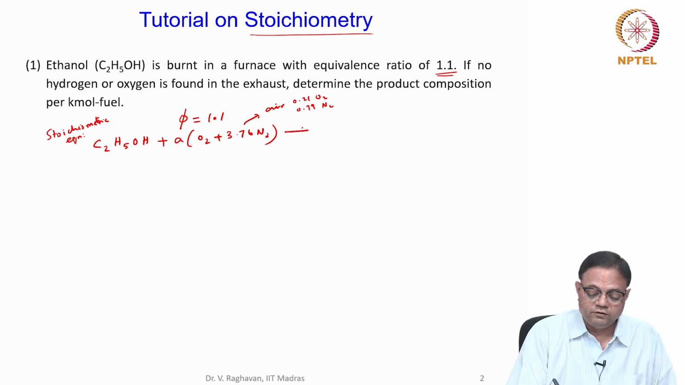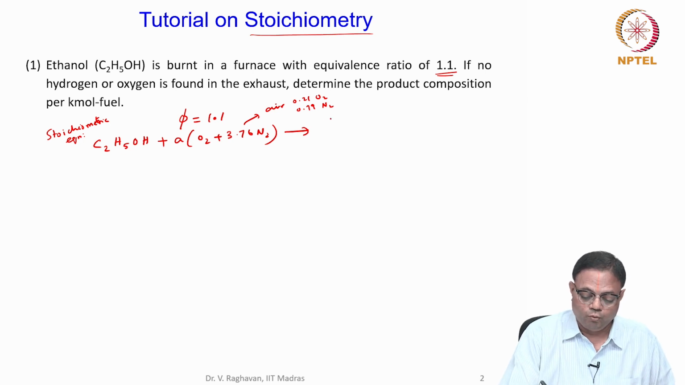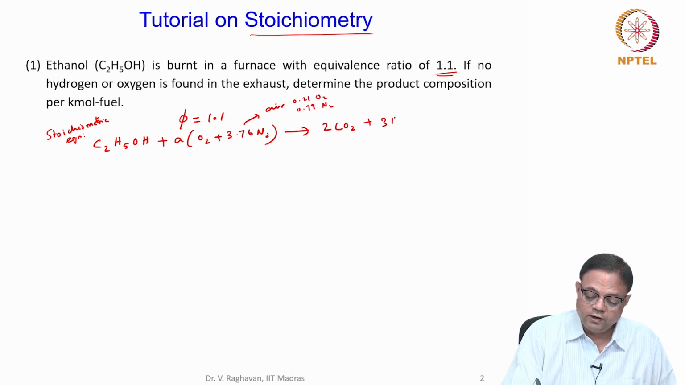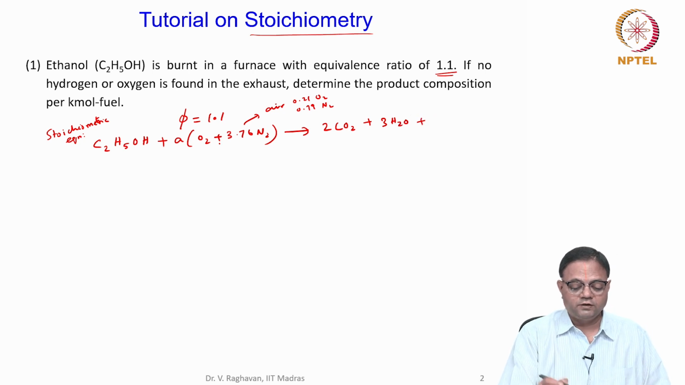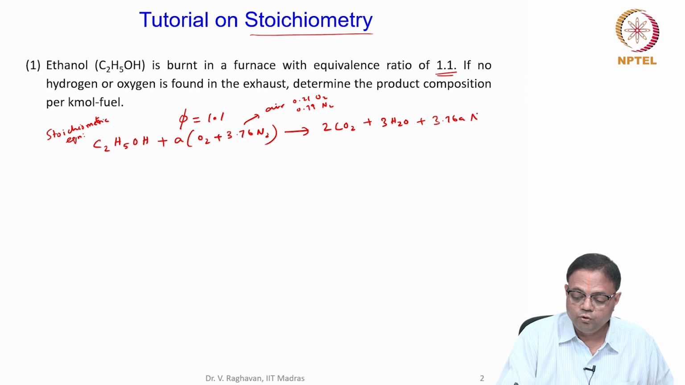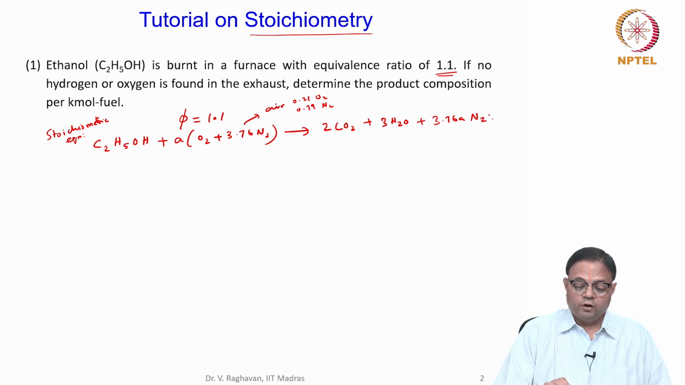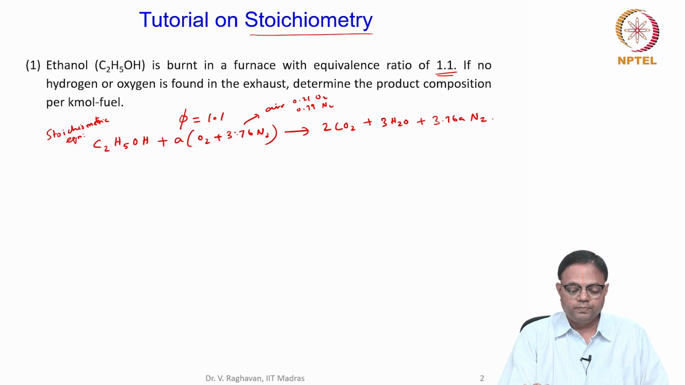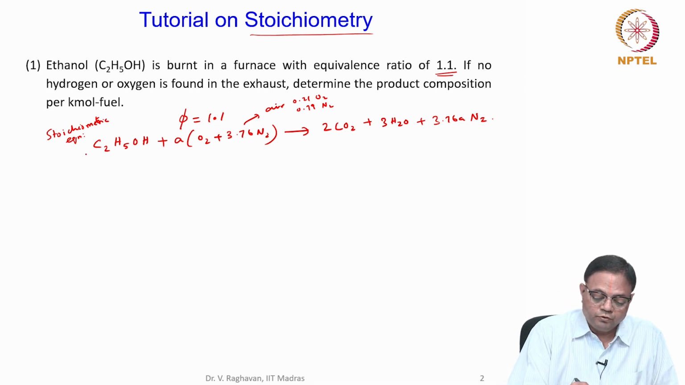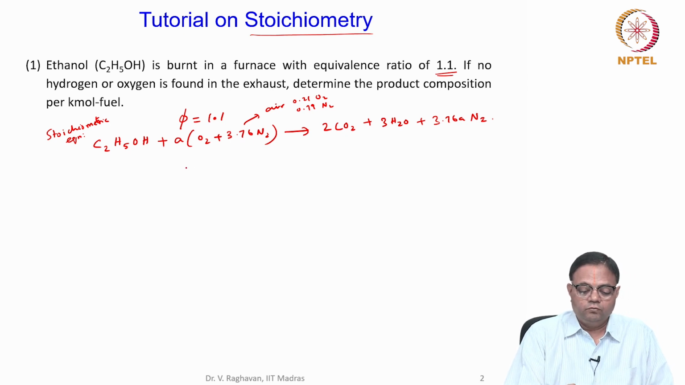A times of this will give you all the C converts to CO2, all the H converts to H2O. Now that will be 2 CO2 plus 3 H2O plus all the nitrogen remains inert, that is 3.76 A into N2. Now this is the complete combustion where all the C converts to CO2, all the H converts to H2O and nitrogen remains inert. So now this is the stoichiometric, that means the actual theoretical amount of air which is required to completely burn 1 kilomole of the fuel is considered.